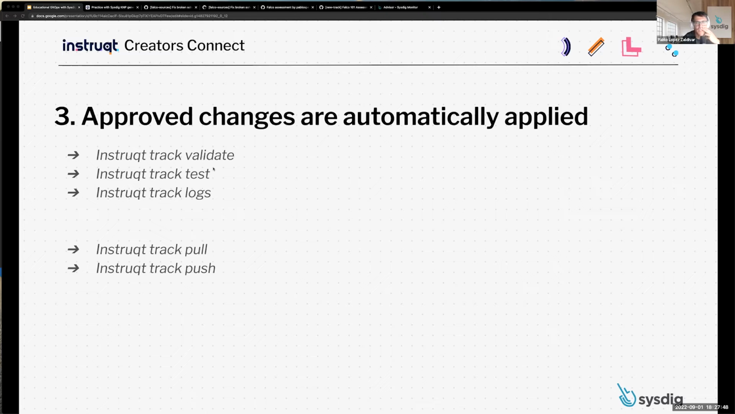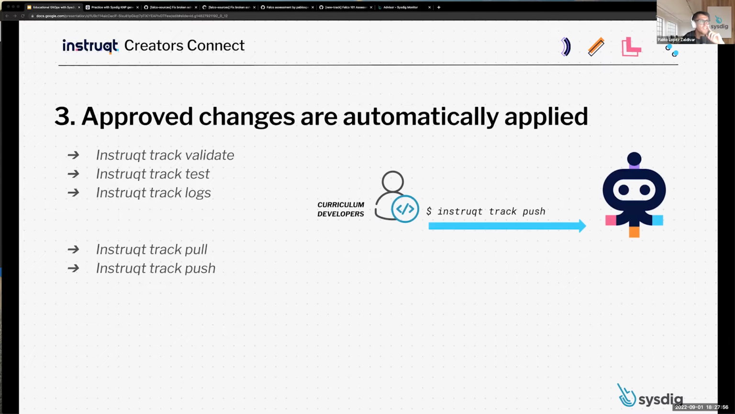Of course, there are other commands that I'm not going to cover here, but let me finish with two more: track pull and track push. These two are super important, in my opinion. We use these ones to apply the changes that we make locally from my laptop to the Instruqt backend, or to get the latest changes.